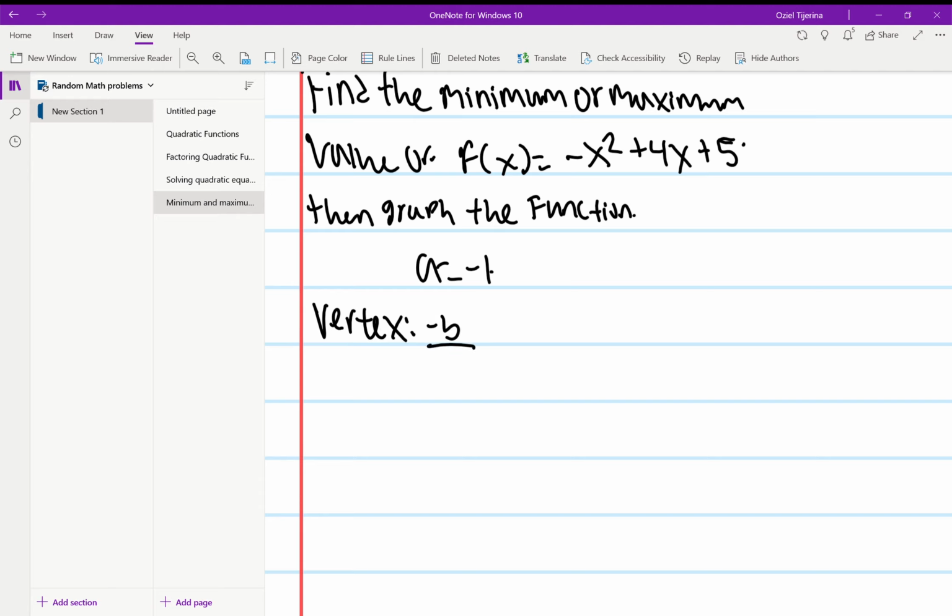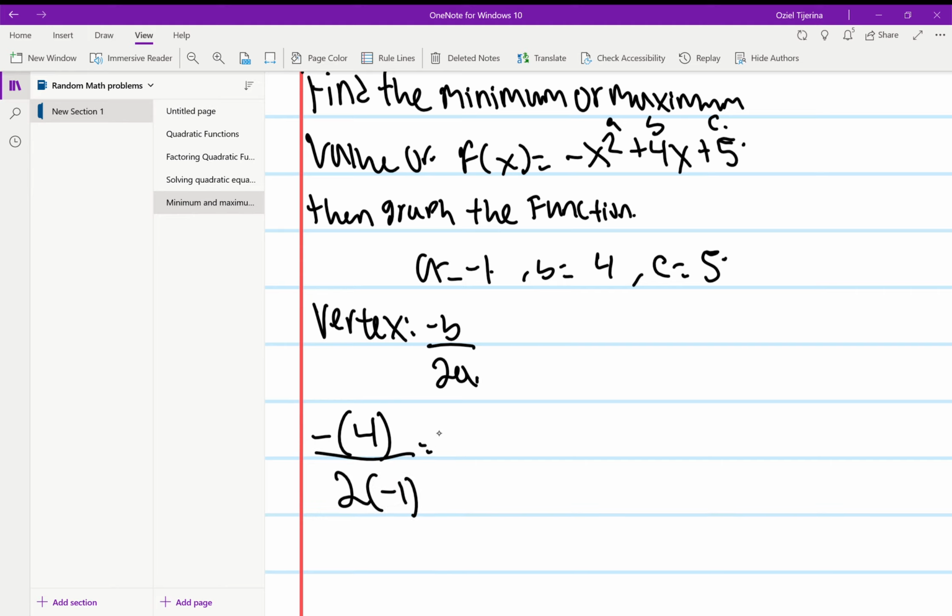is, again, negative b over 2a. This is a, this is b, this is c. So a equals -1, b equals 4, and c equals 5. According to this, we have negative b over 2a, so it would be negative 4 divided by 2 times -1. That would give us -4 over -2. The negatives cancel out. We get 2.